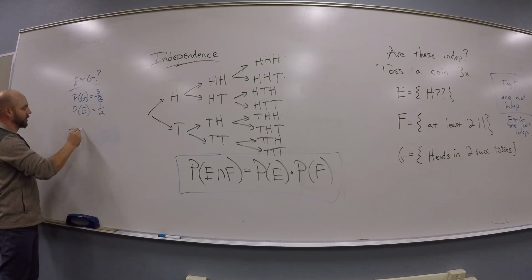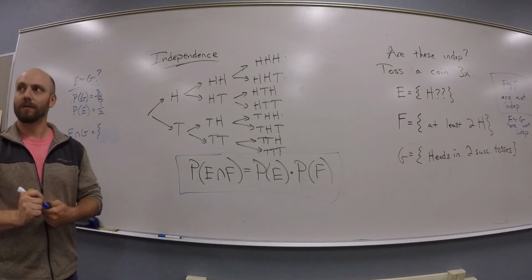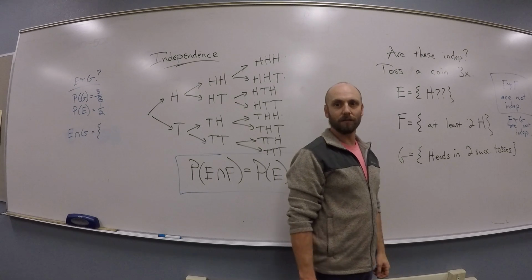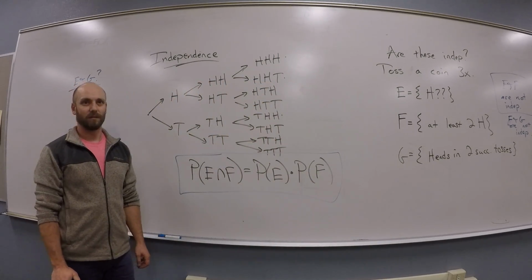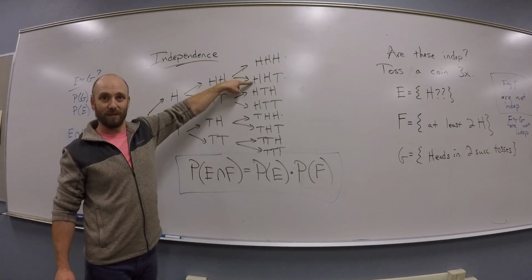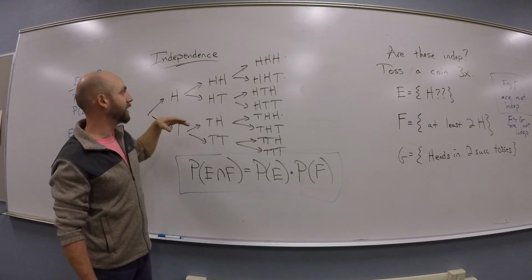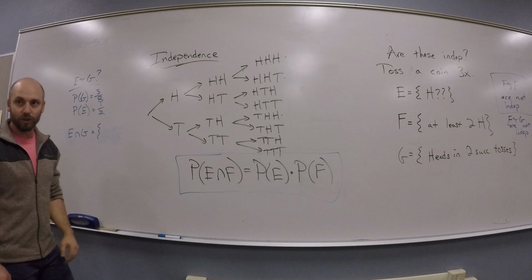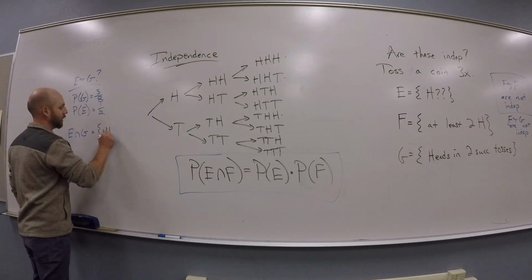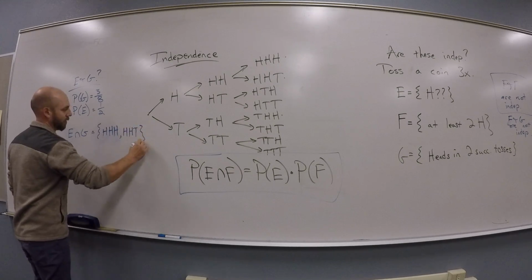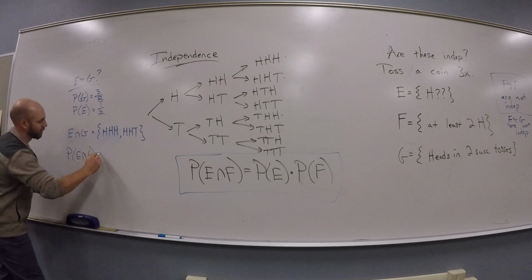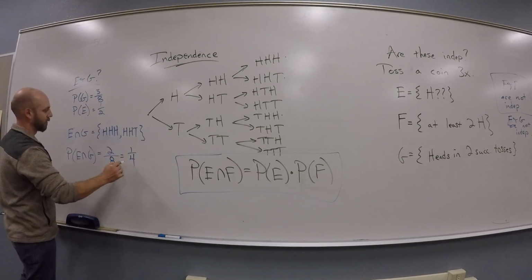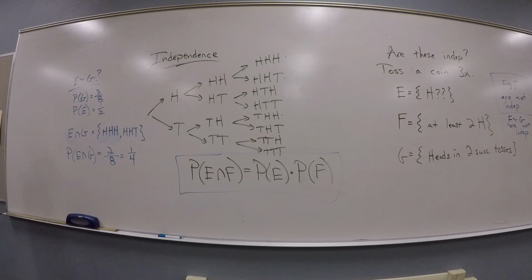What's the set E intersect G? What are the ones that have heads on the first toss and then have heads in two successive tosses? That is only these two. Getting heads on the first toss means that you're in these top four, and the only ones that have two successive heads are either they're all heads or the two successive were in the beginning. So you have HHH and HHT. So the probability of E intersect G is the same thing as the other one, 2 in 8. Is it a quarter? It doesn't work.